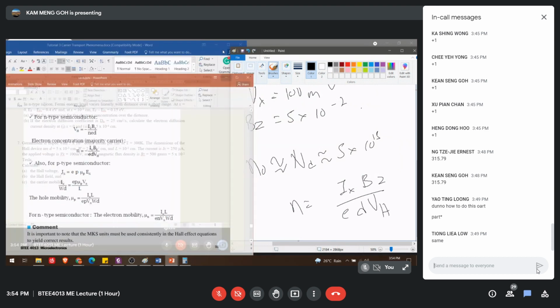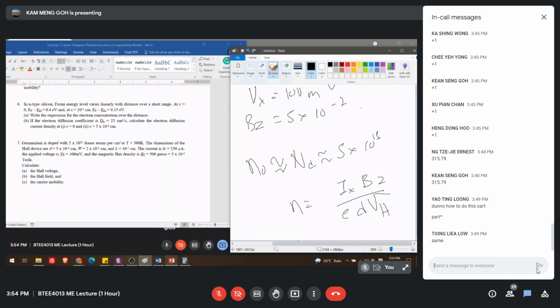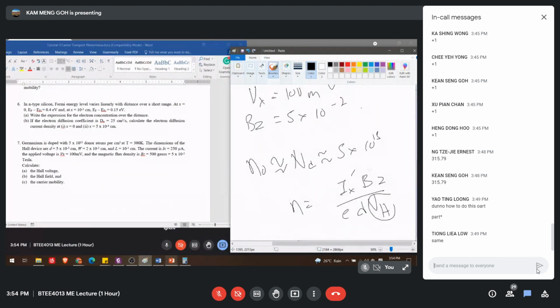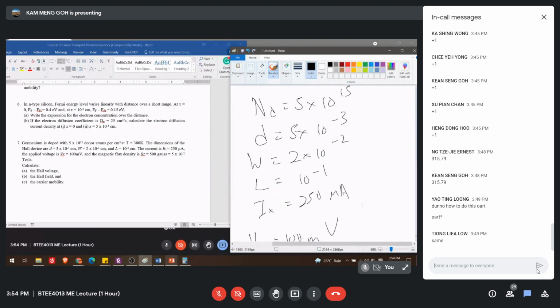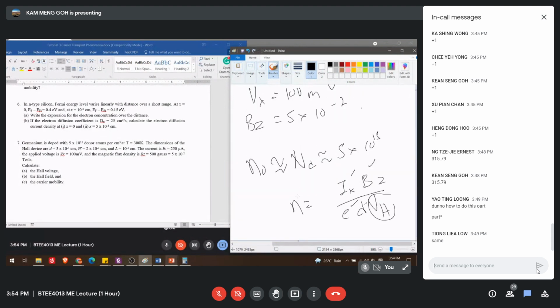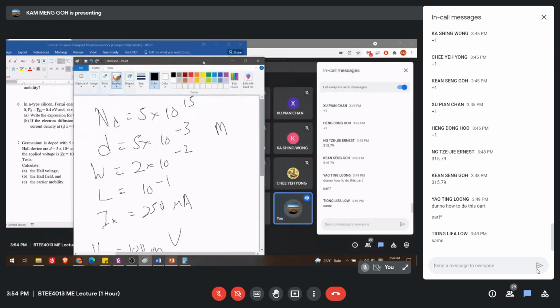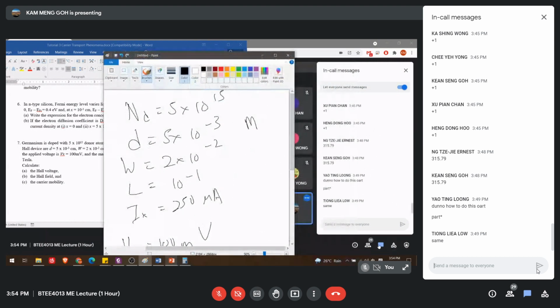So for question 1A, he asks us to calculate the VH. IS is given, BZ given, e given, d also given, then n is given. Remember, convert everything into meters before you do it. So what's the answer for this 1A?